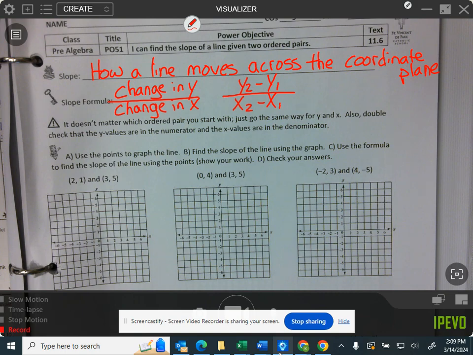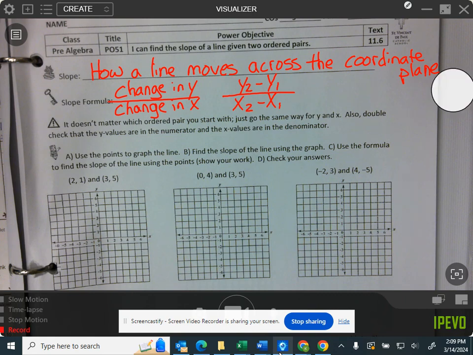So it doesn't matter which ordered pair you start with, you just go the same way for y and x. Also, double check that the y values are in the numerator, they're the rise, and the x values are in the denominator, that's the run. So y is always on top, x is always on bottom. So we're just going to jump right in, because I know people are saying, what is that 2 and the 1? I don't get it. We're going to jump in and do the examples, and it's all going to become a whole lot clearer.